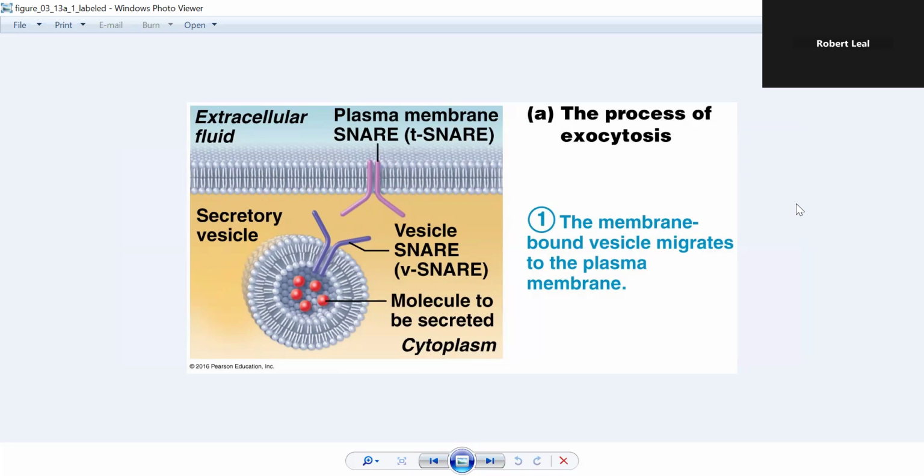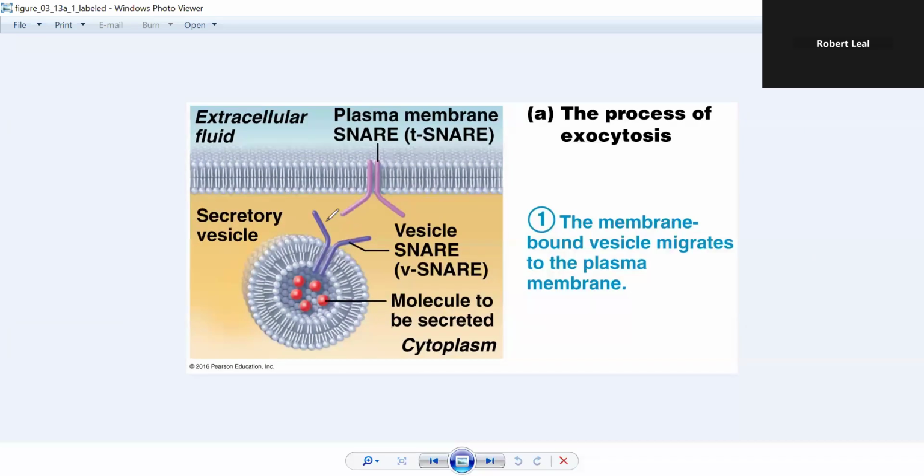Well, how does it know when you make a protein? How does it know to be excreted out exactly? In other words, how does it know where to go? Well, here you've got a vesicle with the protein that's going to be excreted out of the cell, and then you have a protein embedded in the membrane.